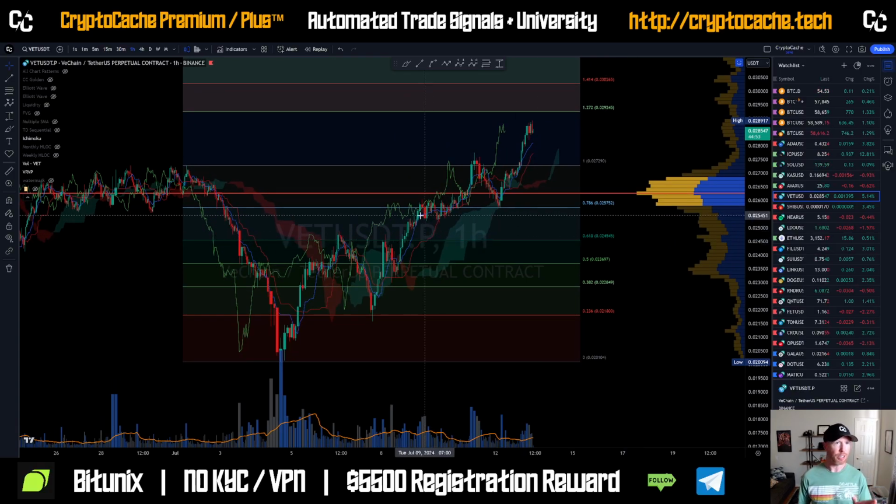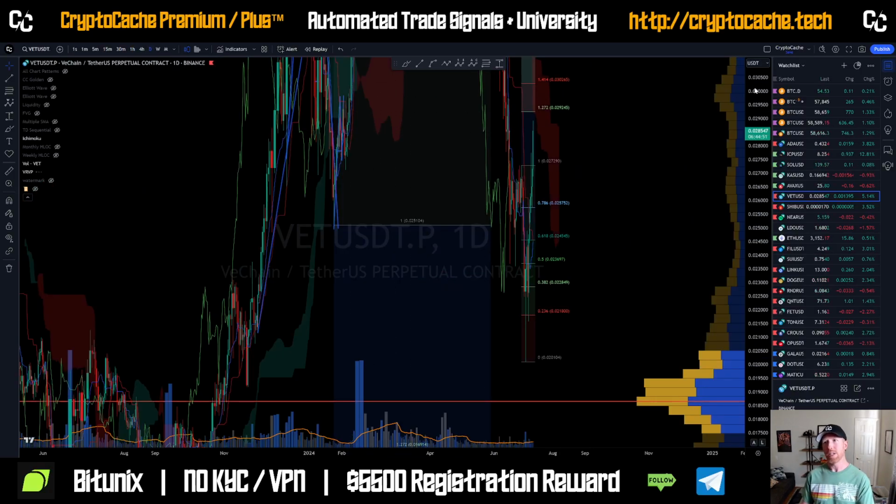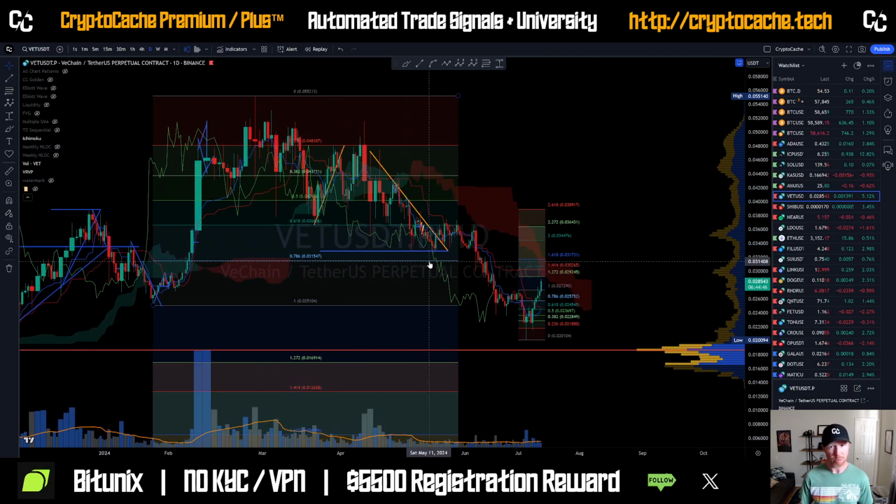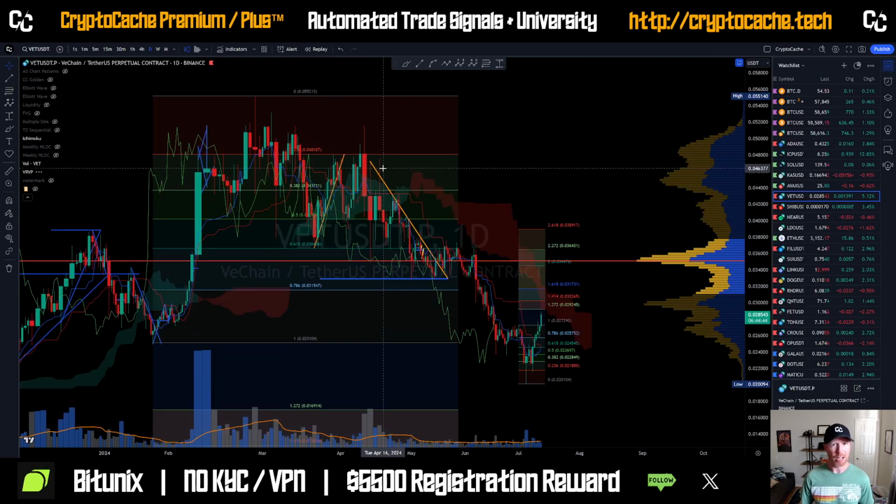So what we want to look at here is the daily time frame, work our way down and see what's going on, because generally speaking, when it comes to larger time frames like this, we want to understand the macro movements and macro trend lines. So we can see somewhat of a trend here as well.